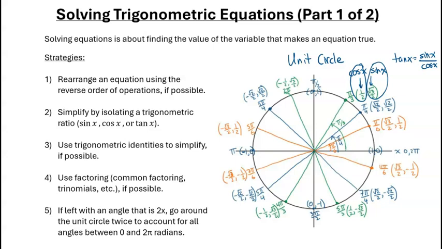A fourth strategy would be using factoring, common factoring, trinomials, etc. if possible, and we'll do some examples with that. And finally, there's some cases where we get an angle that's 2 times x or 2 times the angle. And so what we have to do is we have to go around the unit circle twice to account for all the angles between 0 and 2 pi. Again, we'll see a situation like that and I'll describe that in more detail. So let's get to it.